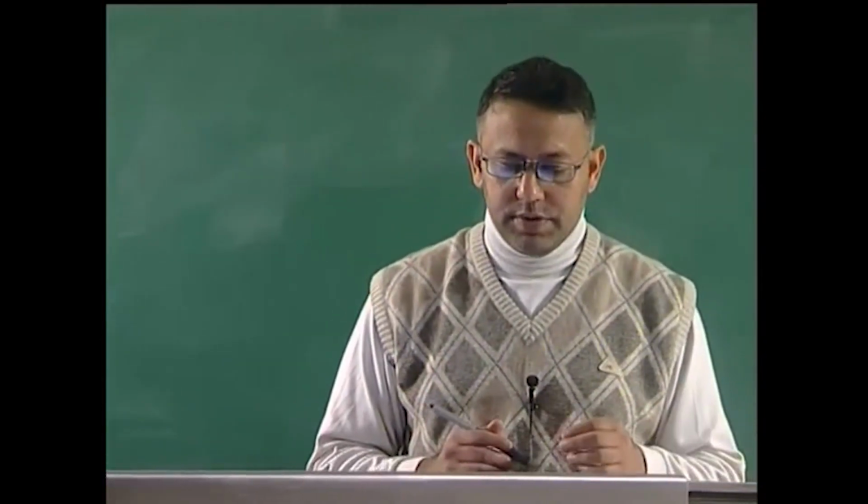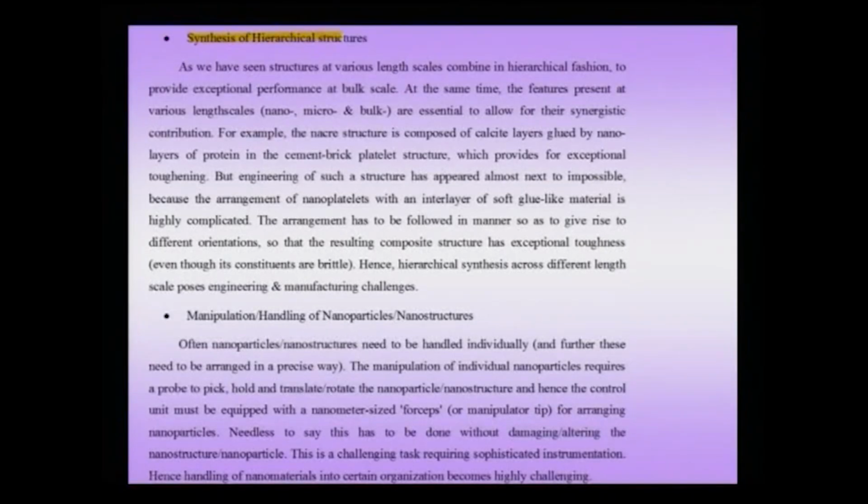One class of materials which we have seen which are very interesting but are equally difficult to synthesize are the hierarchical structures. Biology, as we noted, abounds with these hierarchical structures, but when it comes to production of these, this definitely is a big challenge. As we have seen, structures at various length scales combine in a hierarchical fashion to provide exceptional performance at the bulk scale. These individual features represent various length scales like nano, micro and bulk, essentially to allow for their synergistic contribution. So, these various length scales give rise to a synergistic contribution.